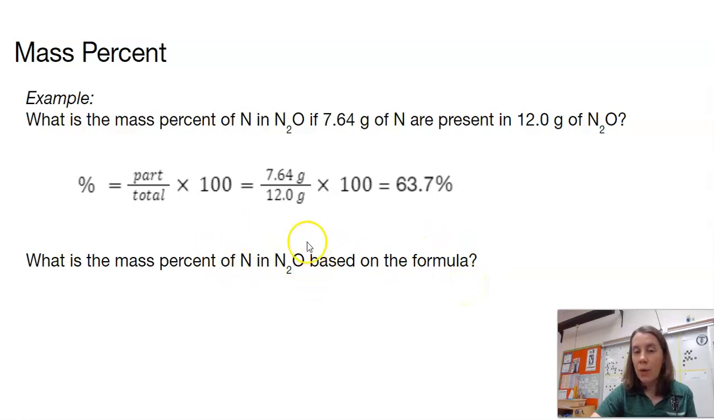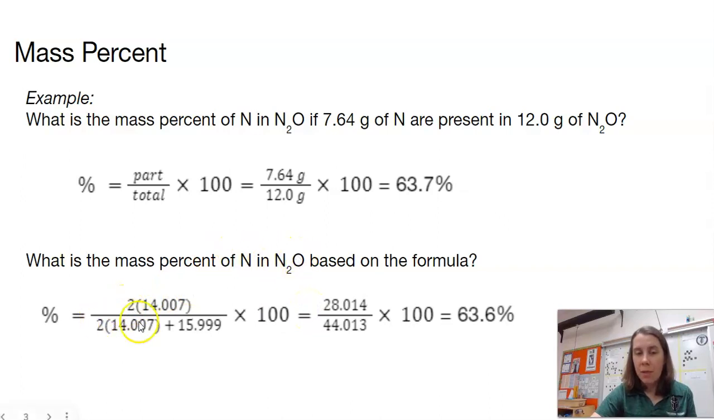Okay, so we know that if we had 1 mole of N2O, that we would have 2 times the 14.007 from our periodic table. That's the amount of nitrogen that we would have, all right? And then our total mass would be 2 nitrogens plus 1 oxygen, and the 15.999 is the mass of oxygen from our periodic table. Okay, so if we do just the nitrogen divided by the total molar mass times 100, that's 28.014 grams of nitrogen, 44.013 grams of the total compound times 100 gives us 63.6%. All right, that's pretty much the same.